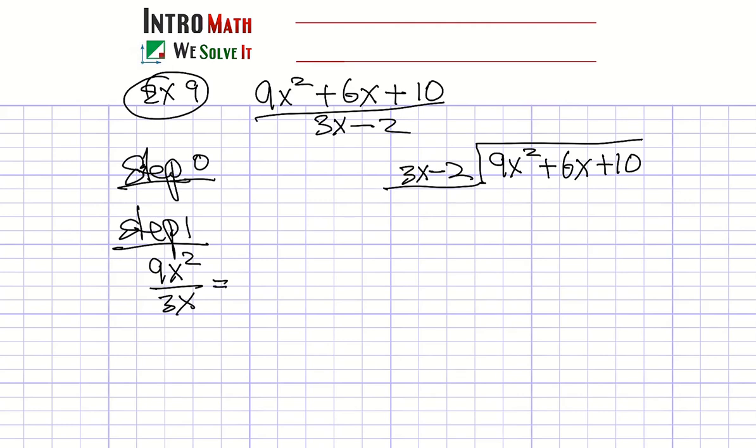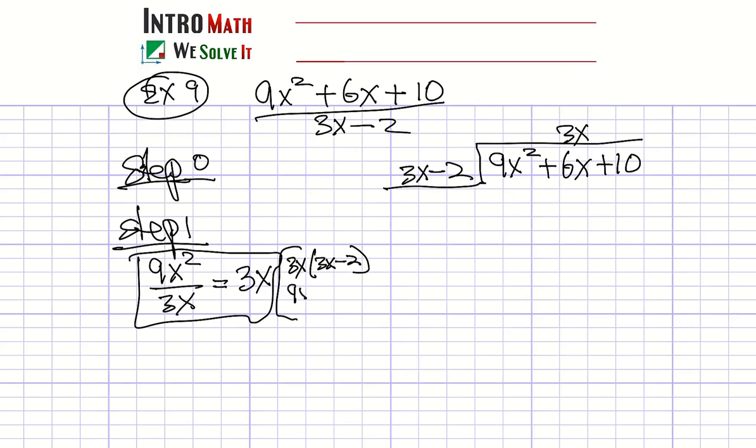What do we got? We got 3x. Okay, so that's what we got right there. And then we'll take 3x. We'll put it here, 3x. We'll multiply 3x times negative 2. We'll get 9x squared negative 6x. Okay, so we'll put it here, 9x squared negative 6x. Okay, see, we're going from one place to another. Whatever we do on the left transfers to the right side, okay?